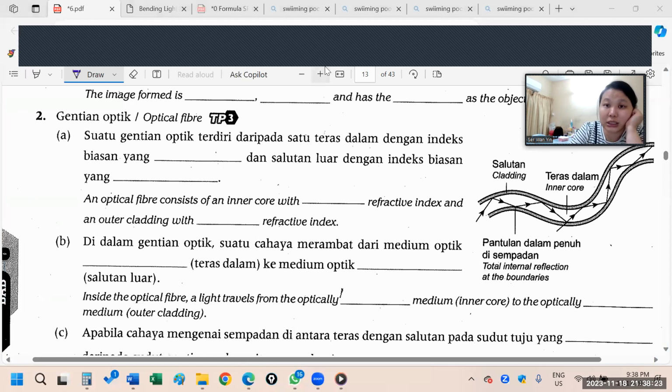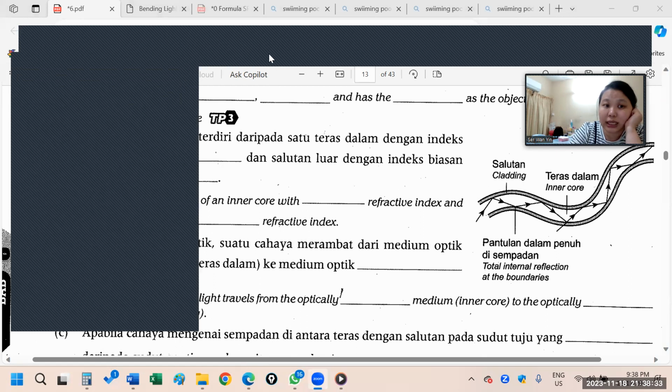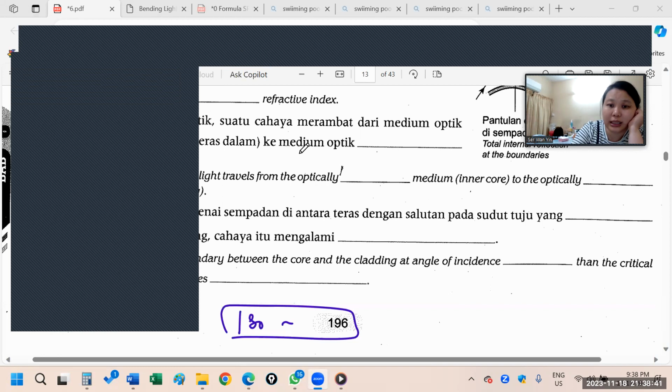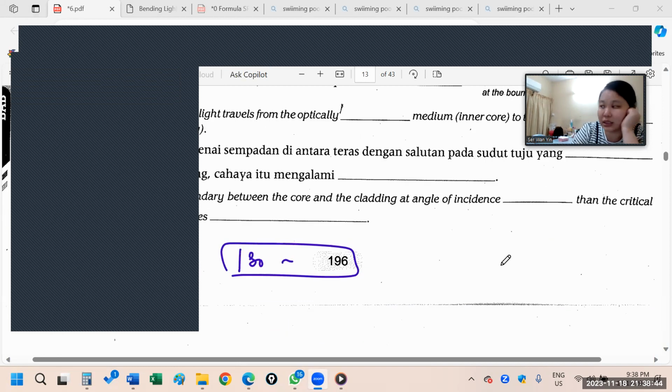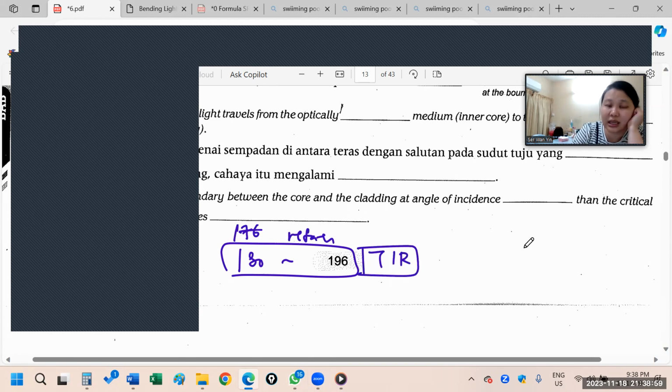Any other question? Okay, if no more, then we can rest. Thank you, everyone. Where to where? 180 to 196. From refraction to the TIR, or total internal reflection. Normally I call it TIR.